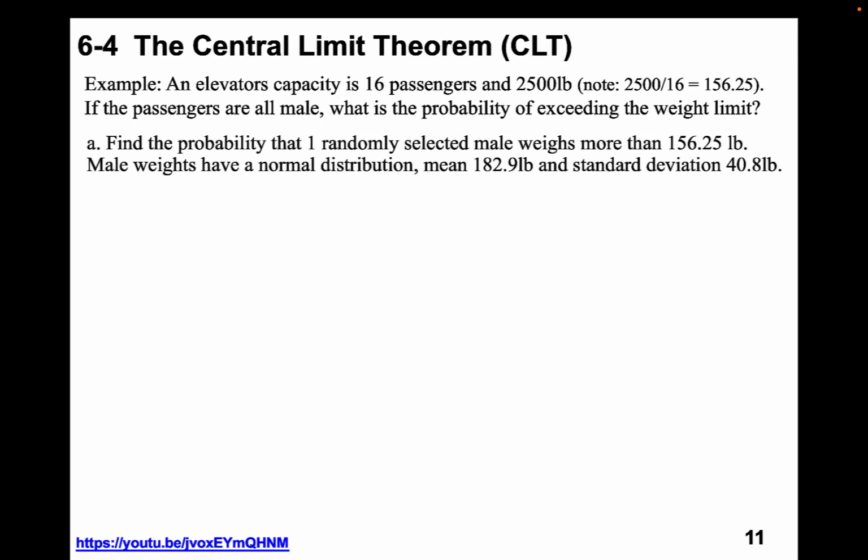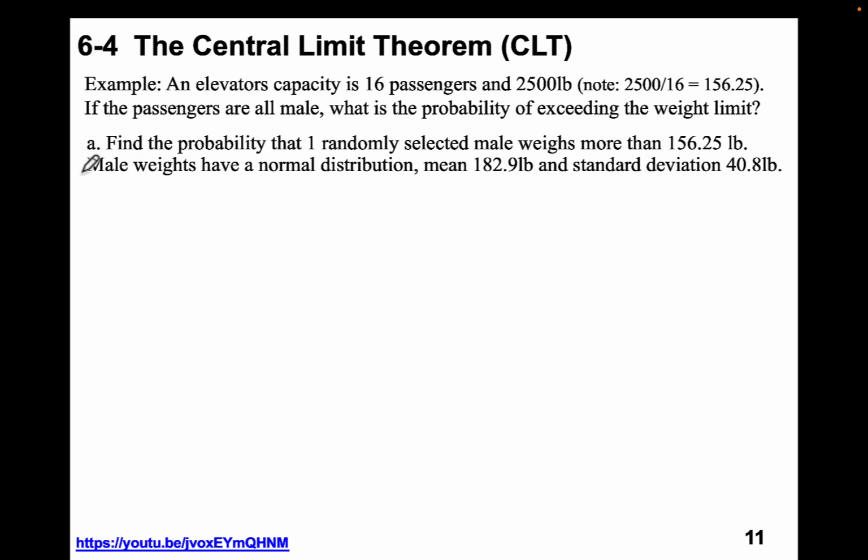An elevator capacity is 16 passengers and 2,500 pounds. Note that 2,500 divided by 16 is 156.25. If all passengers are male, what is the probability of exceeding the weight limit? A. Find the probability that one randomly selected male weighs more than 156.25 pounds. Males' weights have a normal distribution with a mean of 182.9 pounds and a standard deviation of 40.8 pounds.